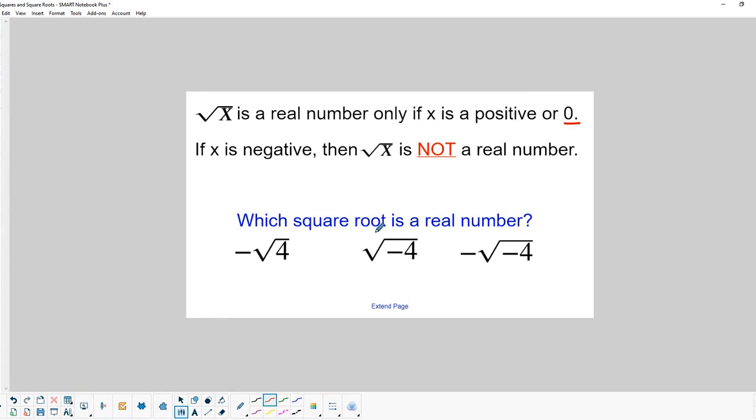In fact, there is such a thing as square roots of negative numbers, and they're called imaginary numbers. So which square root is a real number? Well, this one, you're actually taking the square root of a positive 4, which gives you a final answer, because of that negative out front, of negative 2. On these, you're both trying to take square roots of negative numbers, which at this point we don't know how to do. So those are not real numbers.